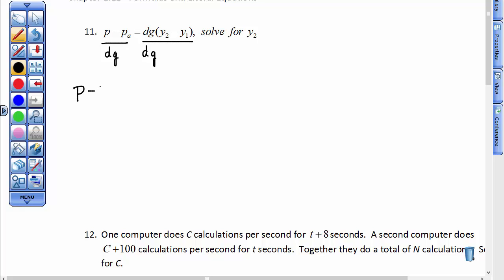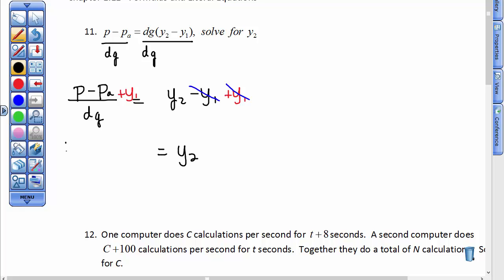So I have p minus p sub a divided by d times g, and that equals y sub 2 minus y sub 1. And I want to get y sub 2 alone, and I've got a minus y sub 1 here. So I'll add y sub 1 to both sides, and these two will cancel out. And my answer is on the left for y sub 2. It's p minus p sub a divided by d times g plus y sub 1. There is another possibility for an answer for this problem.